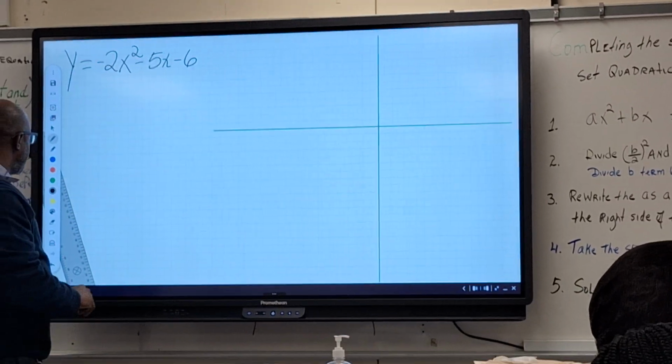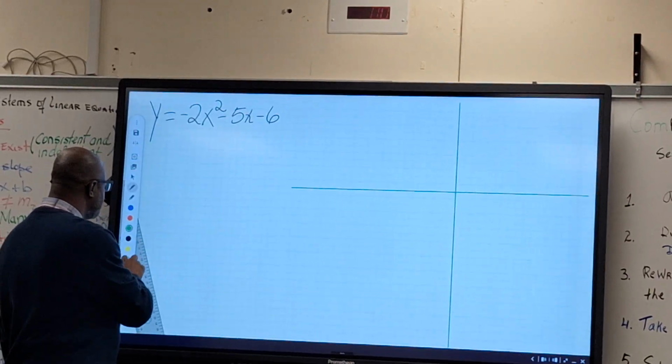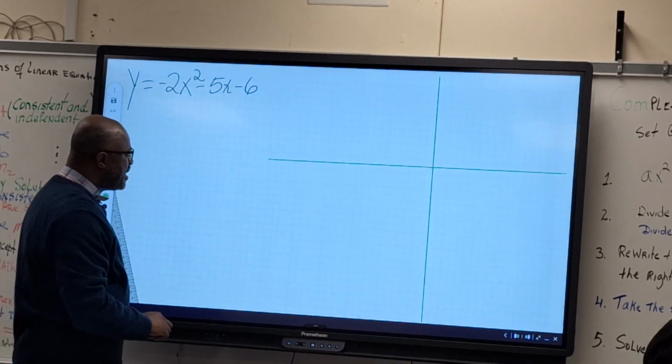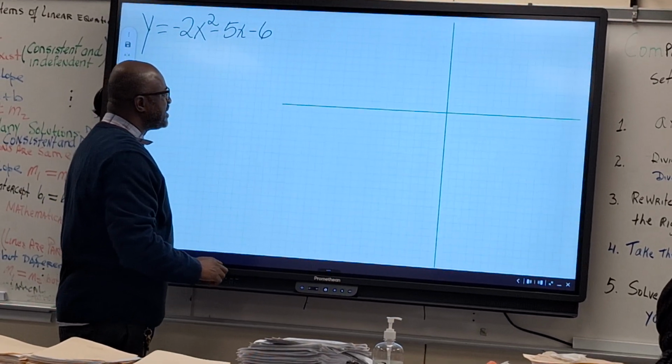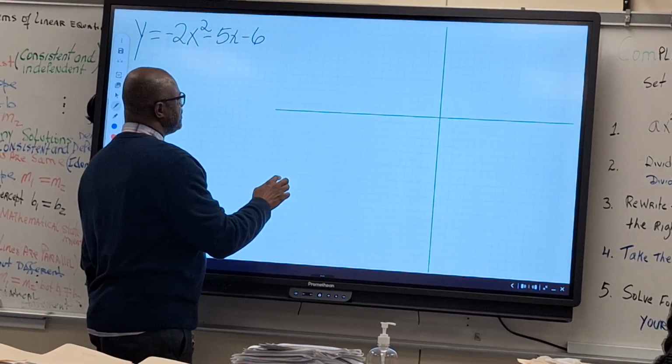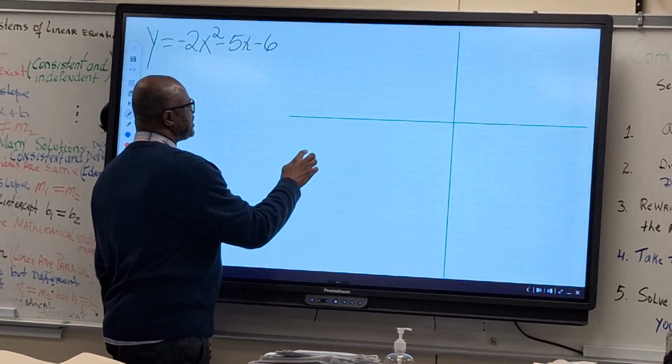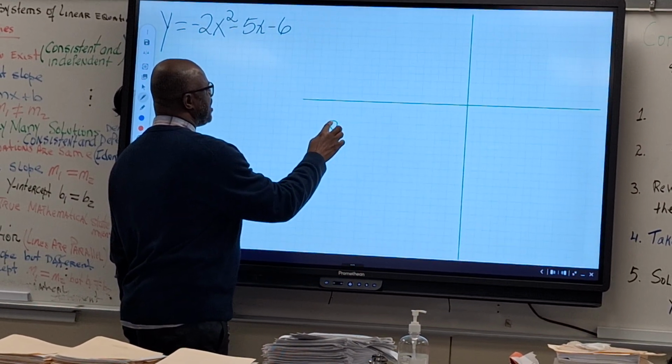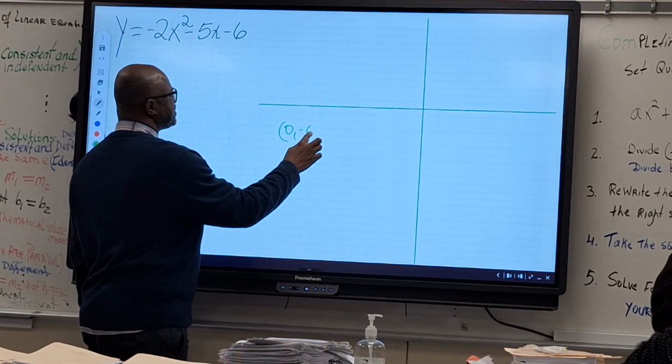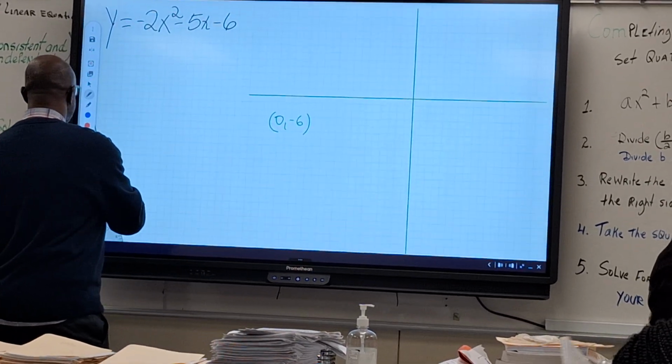That in standard form. So it will be easier to identify your y-intercept. In this case, what is your y-intercept? The y-intercept is (0, -6). So we're going to use the quadratic formula.